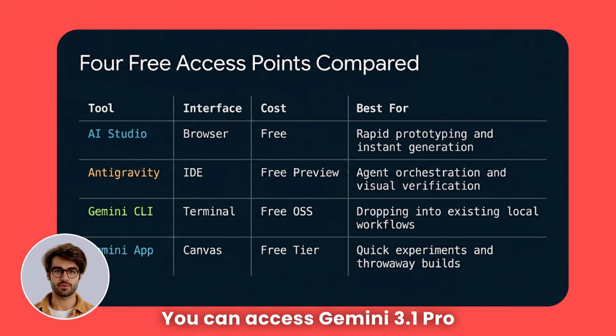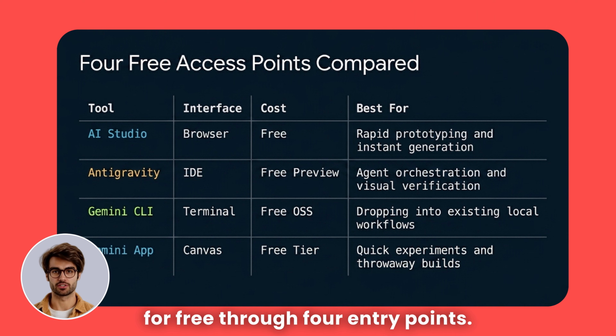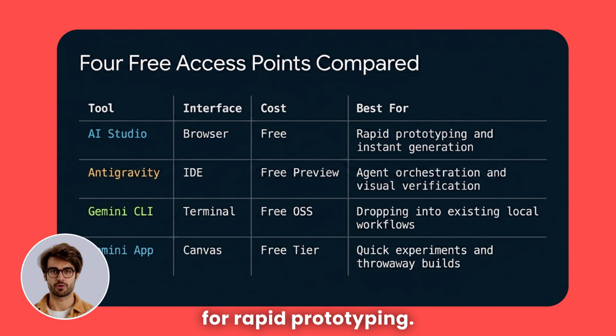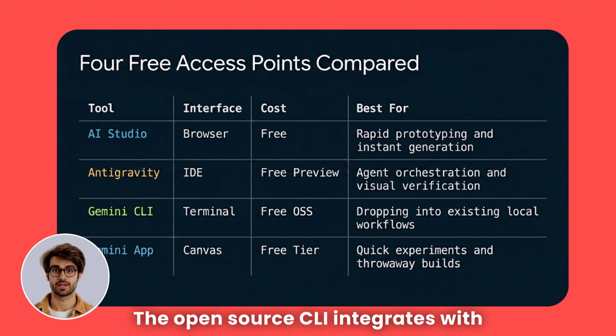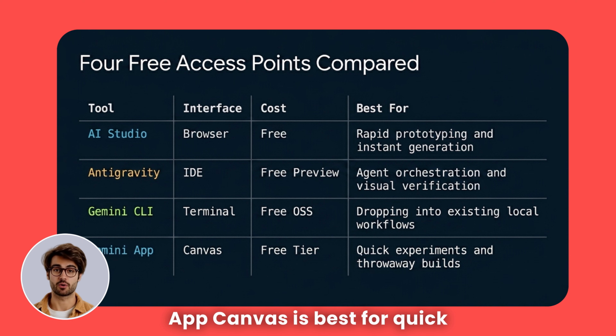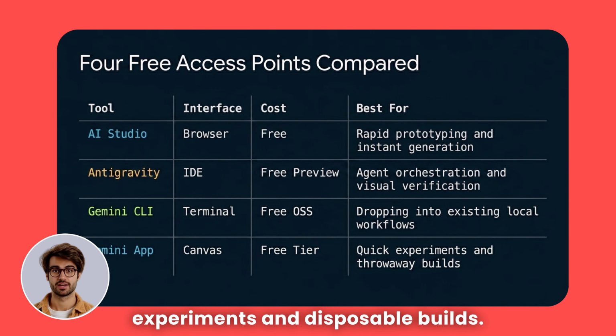You can access Gemini 3.1 Pro for free through 4 entry points. AI Studio in the browser is ideal for rapid prototyping. Antigravity, an IDE, supports agent orchestration. The open-source CLI integrates with local workflows, while the Gemini App Canvas is best for quick experiments and disposable builds.